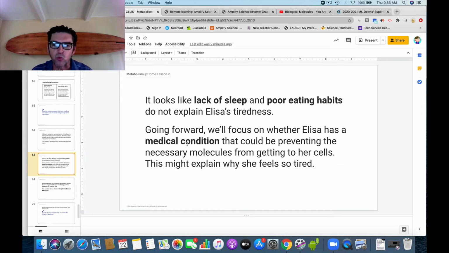We're going to dive into the real deep issues by testing some things in her cell when we come back to science in 2 weeks. Right now, we're just wanting to get the information. So we don't have to define a medical condition, but we do now know it is a medical condition. So you want to put that in your CER.